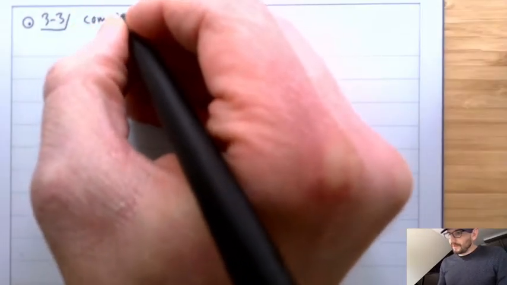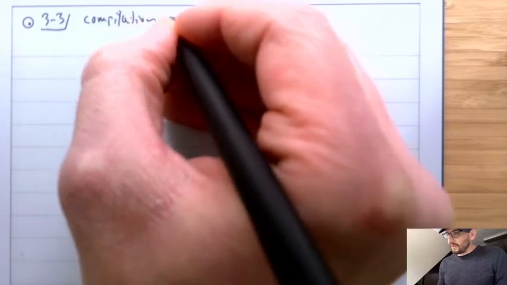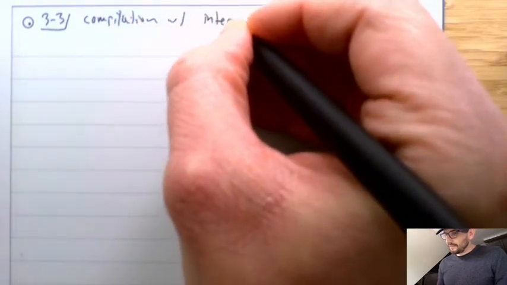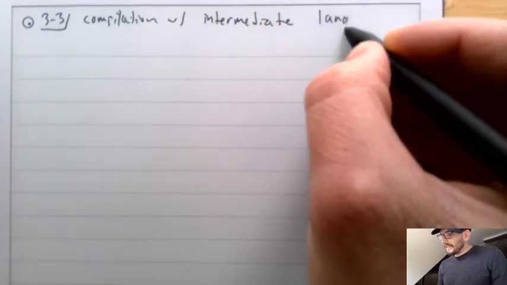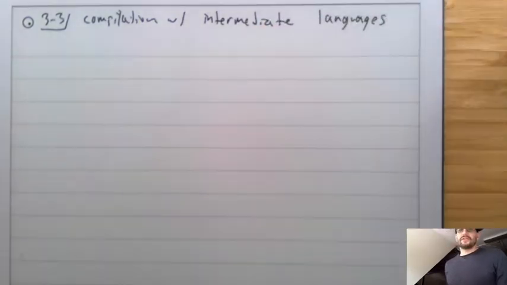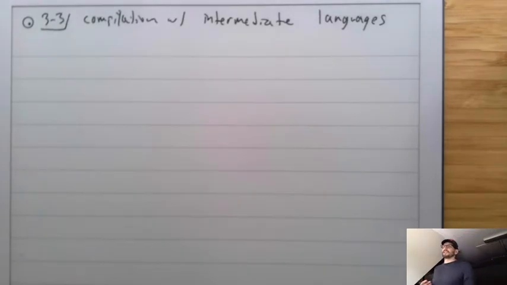This is called compilation with intermediate languages. It is the most common way to do modern compiler design. What we're going to do is draw a picture of the structure we're going to use, and then over the next little bit we'll talk about actually how to do each one of these things.